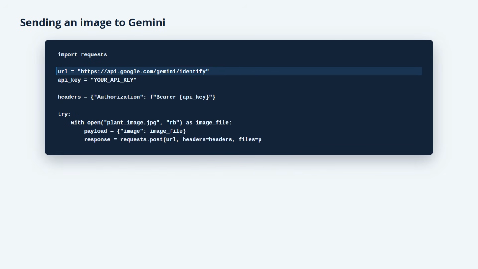Now, let's load the image. Use the open function in binary mode to read the file. Don't forget to handle any potential errors here. It's good practice. Once you've loaded the image, you'll craft a payload, including the image in the request. Then, use the requests post method to send your image to the Gemini API. If successful, you'll receive a response with identification details. We'll cover how to interpret this response in the next scene.